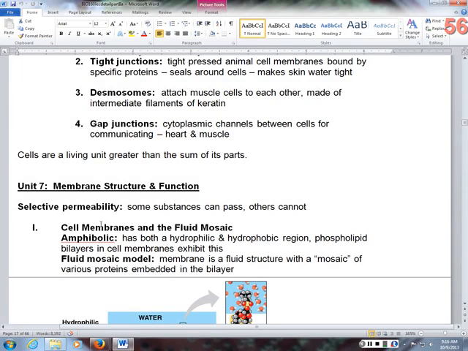One thing to keep in mind with the cells is we've got all of these parts that we look at, but the cell itself, its function is much greater than just the sum of its parts. When all of those parts work together, you get a much bigger function out of it than just what you see with the individual things.